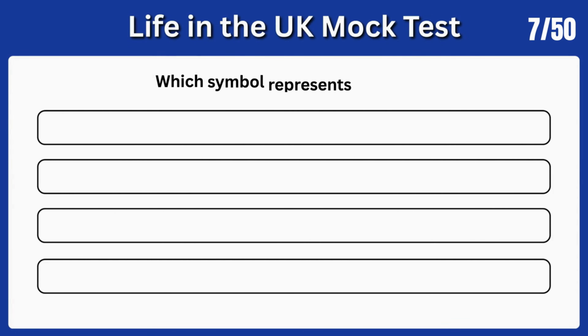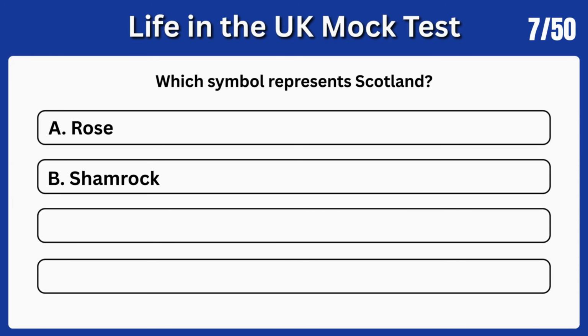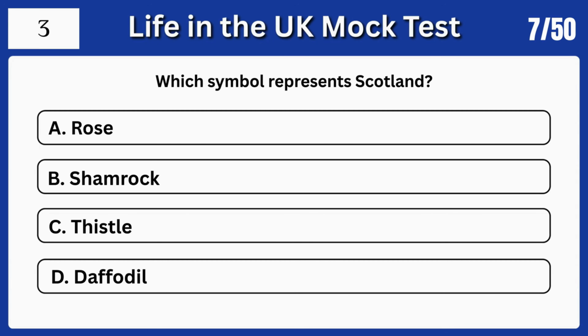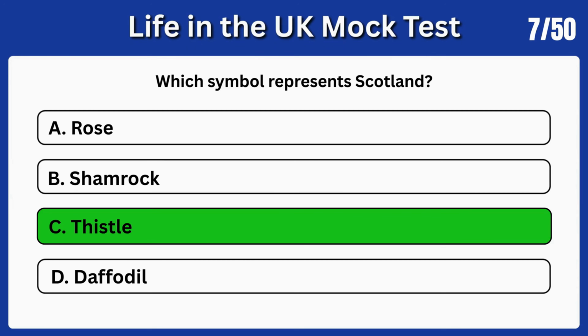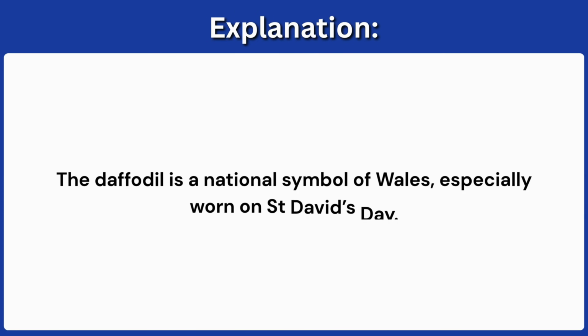Question 7. Which symbol is associated with Wales? A. Rose. B. Thistle. C. Daffodil. D. Shamrock. The correct answer is C. Explanation. The daffodil is a national symbol of Wales, especially worn on St. David's Day.